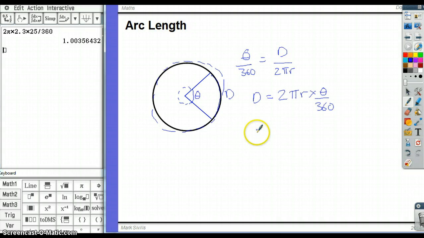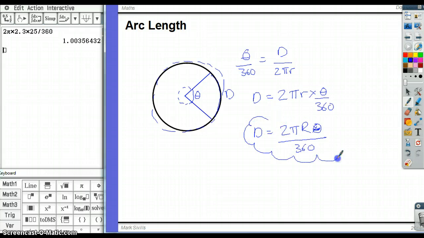On your formula sheets it's written like this, which is exactly the same thing. Sorry, so we haven't got the times, but it means the same thing there. The whole thing divided by 360. So these are identical, and this is the formula that's on your formula sheet. So let's practice using it.